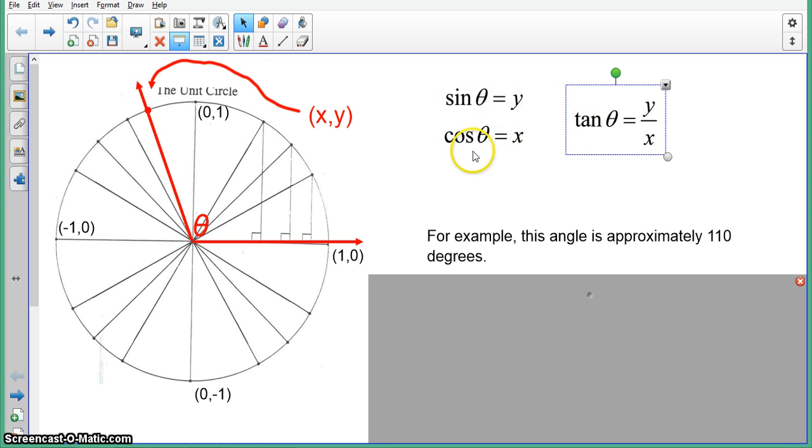Now in class I tried to get you guys to kind of discover these two on your own by playing around with the calculator and the unit circle. And then it turns out the tangent is actually Y over X. Now let's actually kind of try to explore Y a little bit.